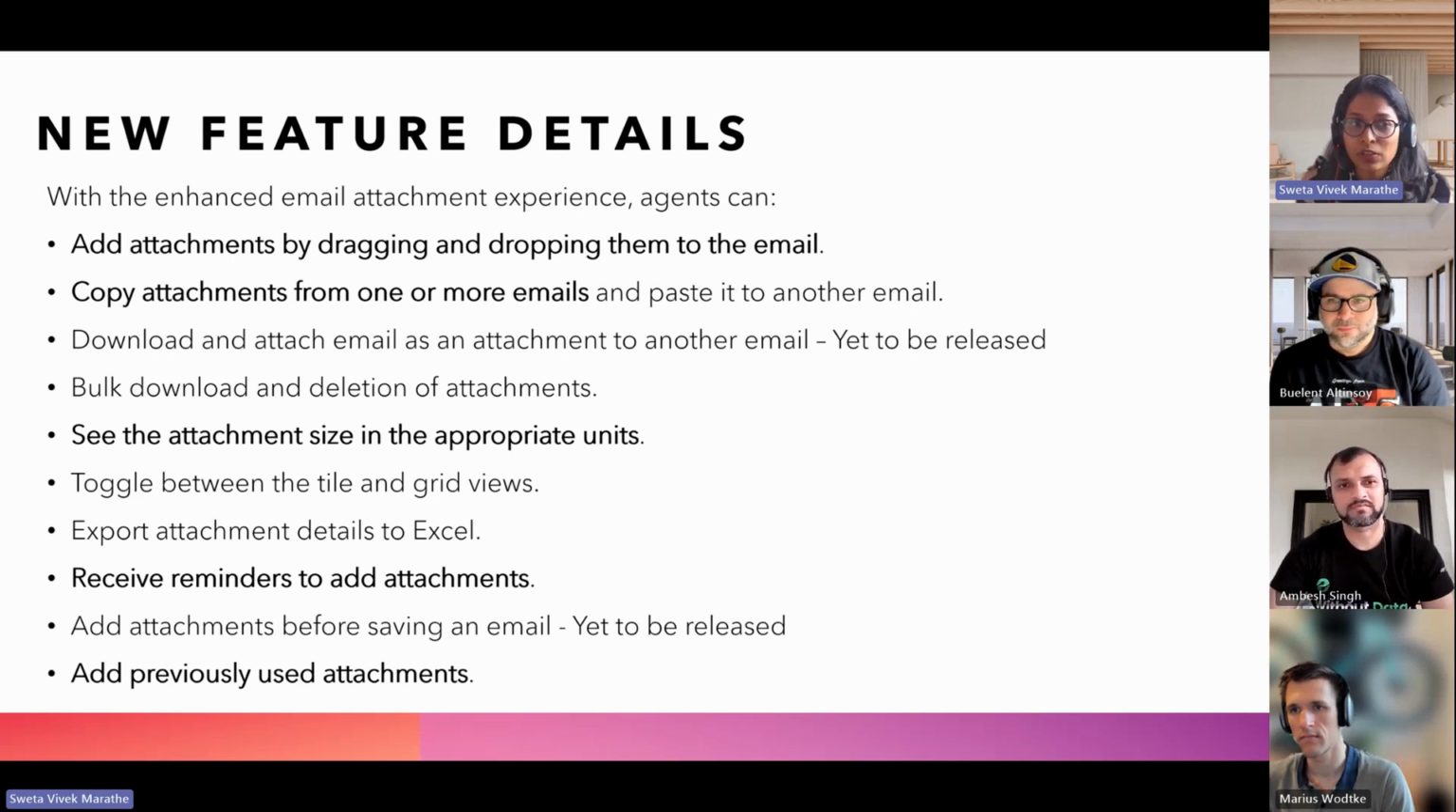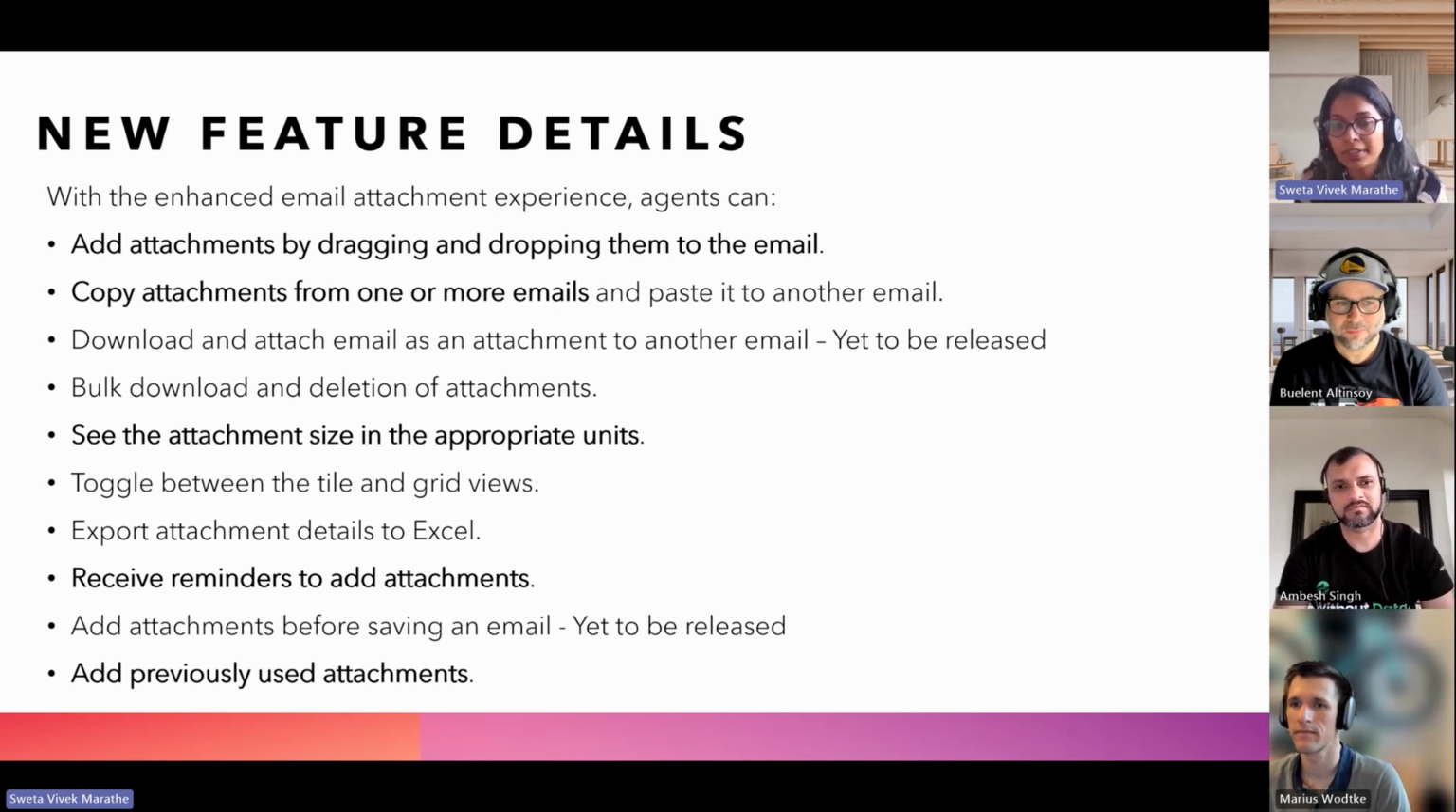There are two features which are not yet available, at least I couldn't find them. One is download and attach an email as an attachment to another email, so I've marked it as yet to be released. Another one which is yet to be released is adding an attachment before saving an email. So we have to save the email record to be able to add attachments to that. That still stays, it's not yet released.